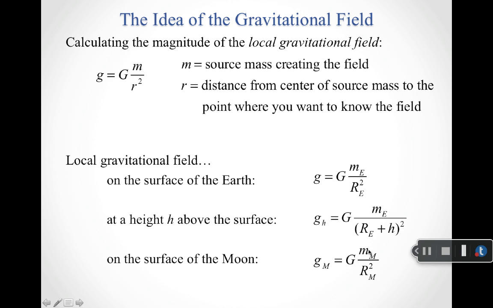If you want to know about the surface of the Moon, well, now you have changed the source mass creating the field. So the local gravitational field around the Moon cares about the mass of the Moon. And then again, if you're on the surface of the Moon, you want to know how far away you are from the Moon's center. That again is going to be the radius of the Moon. So there is no difference in terms of talking about the gravitational acceleration and the gravitational field. They are equivalent.